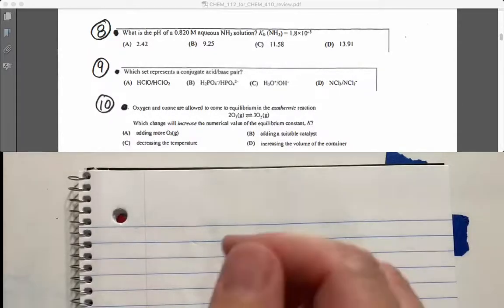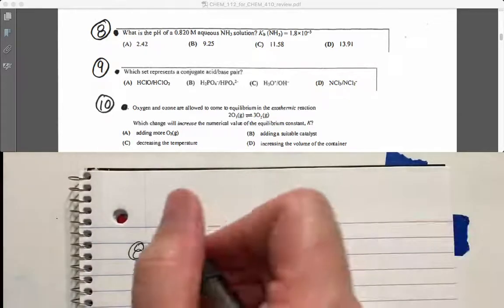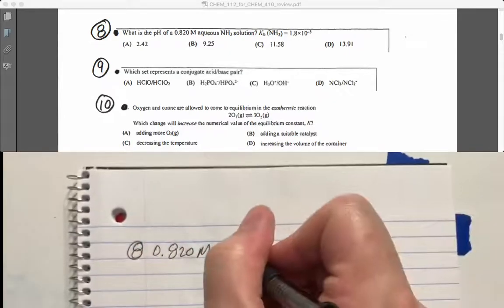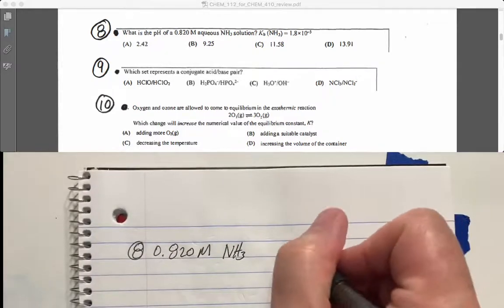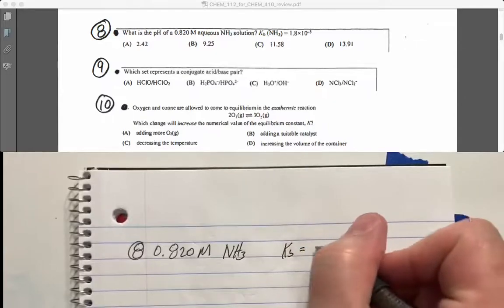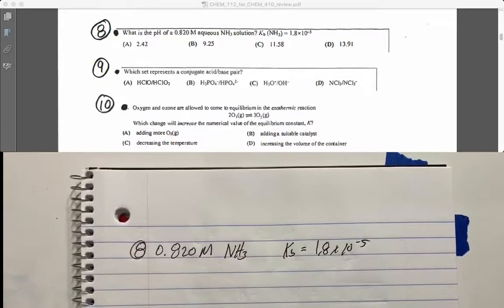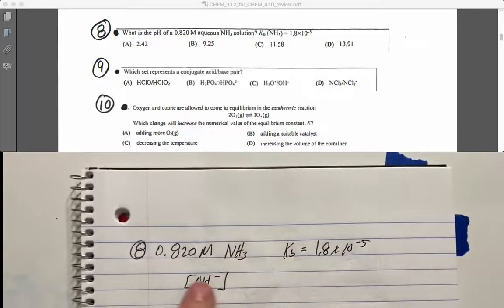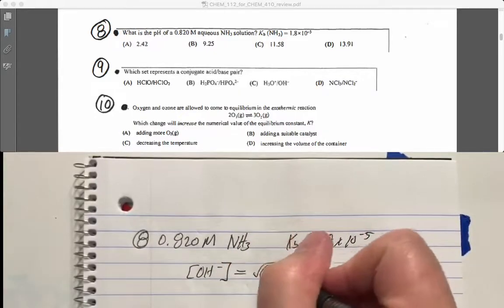All right, problem number 8 here. We've worked a few of these in the first video. Problem 8, we're given the concentration of ammonia, and we are given the Kb for ammonia. And from this, we're asked to do the pH. And again, this works if the concentration of the acid is significantly larger than its dissociation constant, then this equation is true.